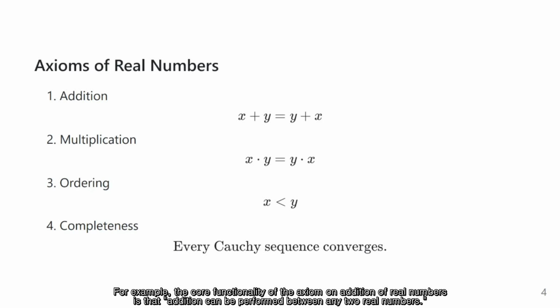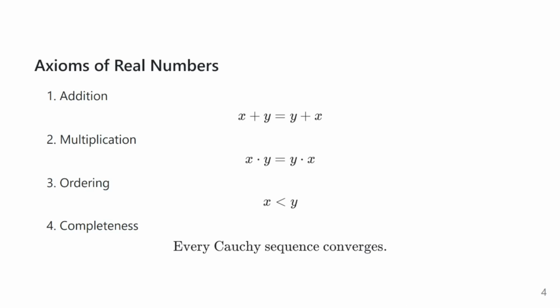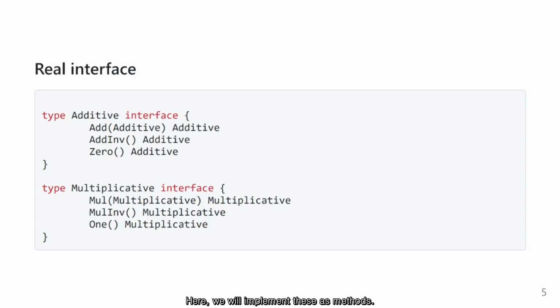For example, the core functionality of the axiom on addition of real numbers is that addition can be performed between any two real numbers. Similarly, the axiom on multiplication of real numbers has the functionality that multiplication can be performed between any two real numbers. And the axiom on comparing the size of the real numbers has the functionality that the size between any two real numbers can be compared. Here, we will implement these as methods.